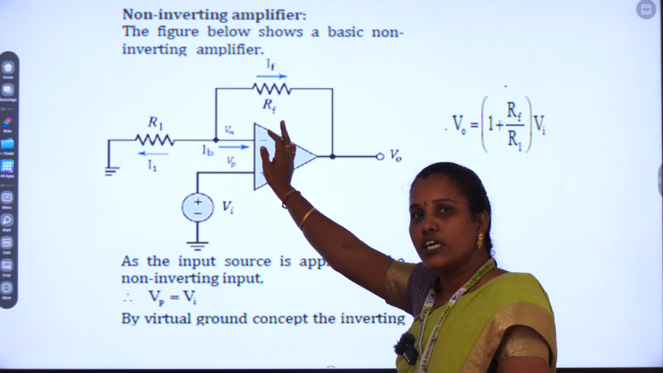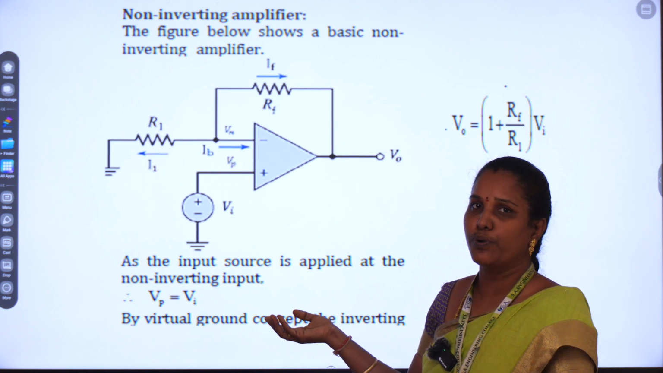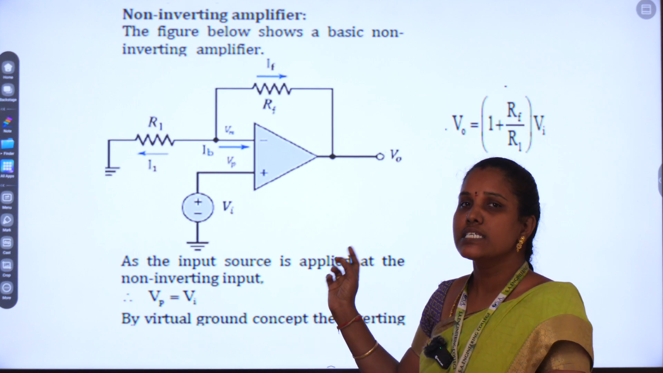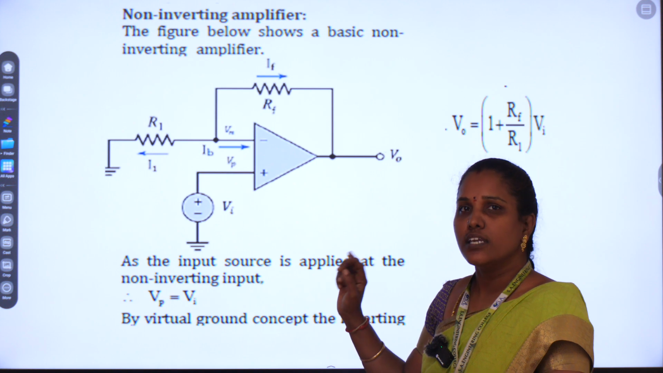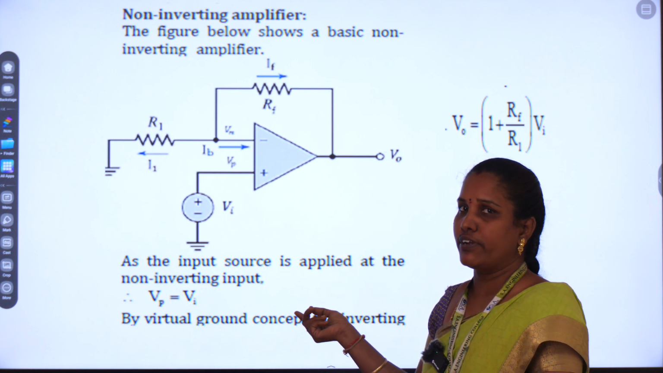Here also it is the same. They give the values of RF and R1 and ask for the gain. In some question papers, they give the input and output voltage and ask for the ratio of RF by R1.